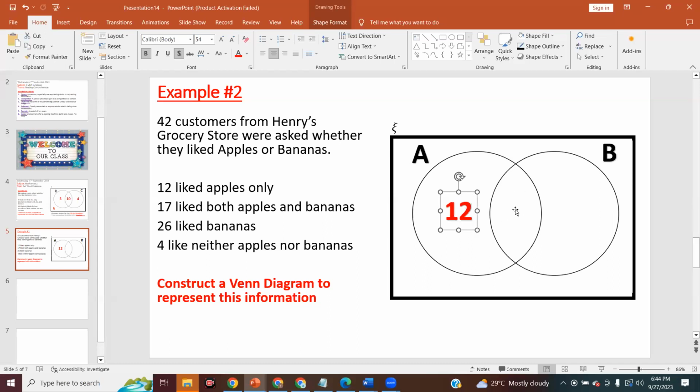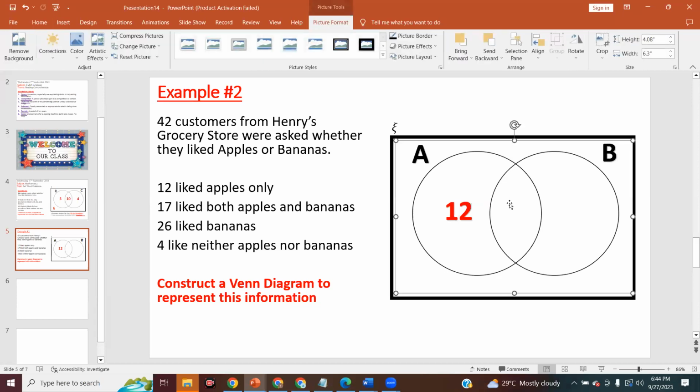Next, what is going to go in the middle? 17. What goes in the middle? 17. You sure? 17. Very good. 17.